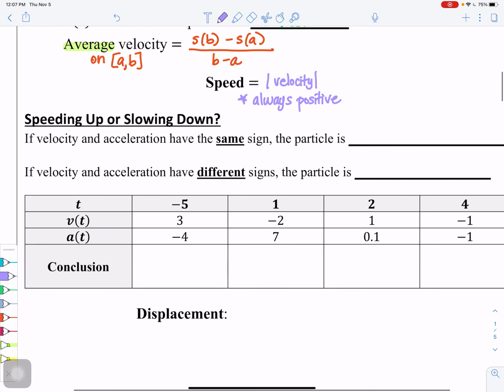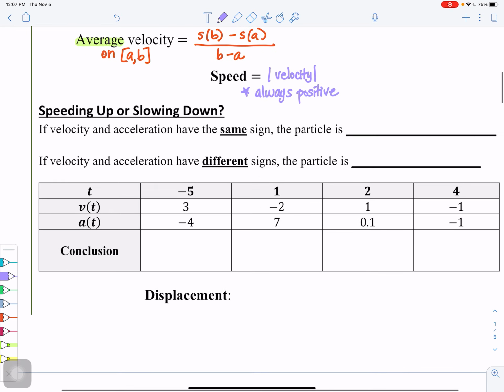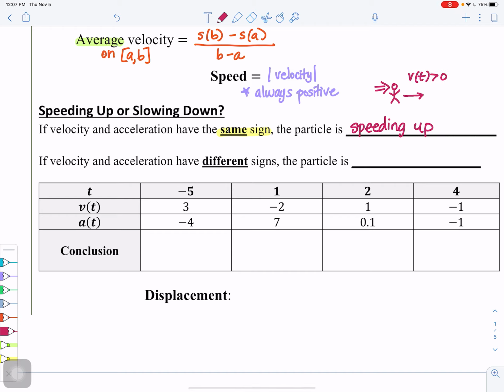Okay, let's move on to a big concept called speeding up or slowing down. And it is as simple as this. If velocity and acceleration have the same sign, then the particle is speeding up. You could think about a person walking forward and then being pushed forward. They sped up. Here the velocity was positive and being pushed, that acceleration. So here they will speed up.